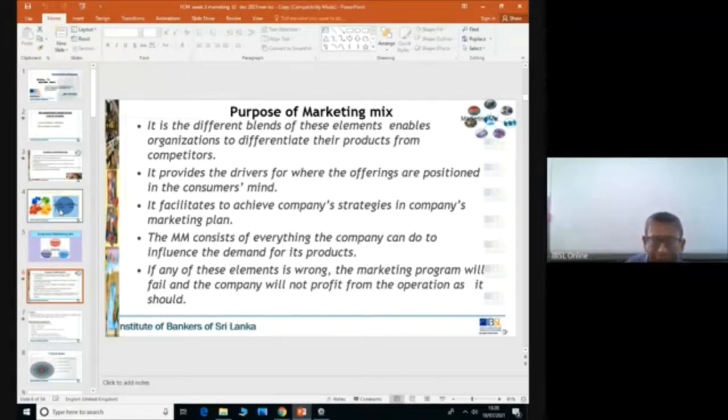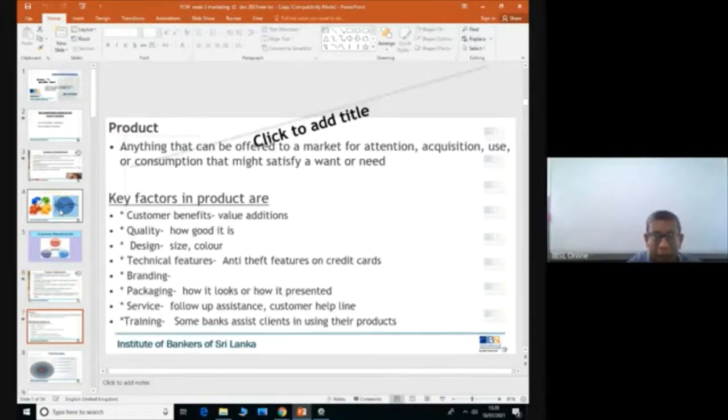Is it clear up to now, right? Very interesting, very important thing. Okay, let me now explain one by one. First, I'm going to take the product, one of the marketing mix elements. Once we take that element, we are going to discuss certain other factors.